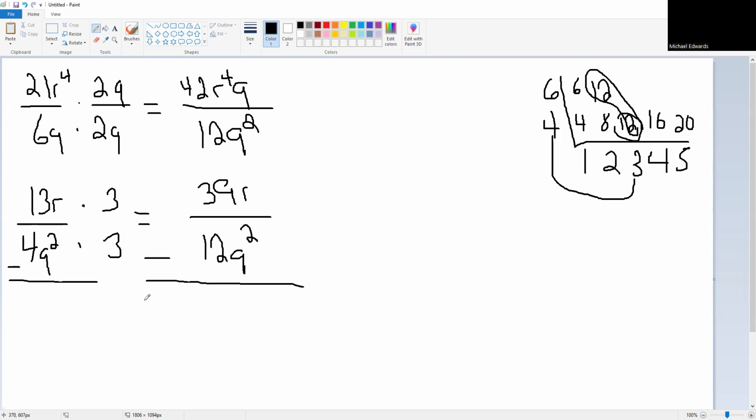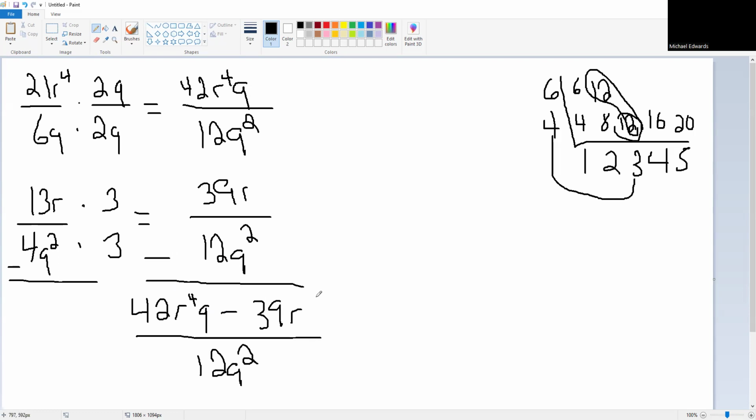Now we can just subtract. 42r^4 q minus, not plus, but minus, 39r over 12q squared. And that's subtraction. So you're basically doing the exact same thing, but just using subtraction.